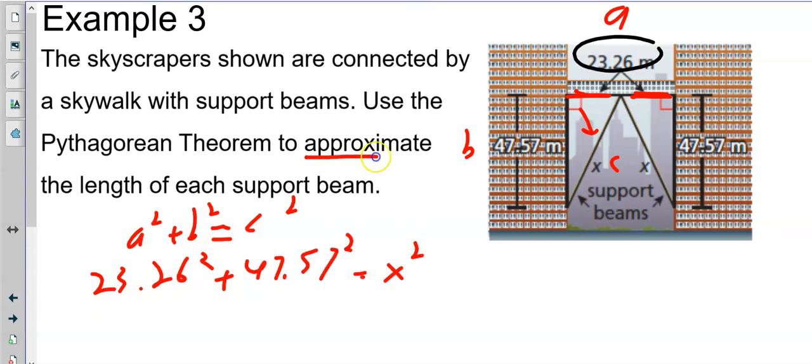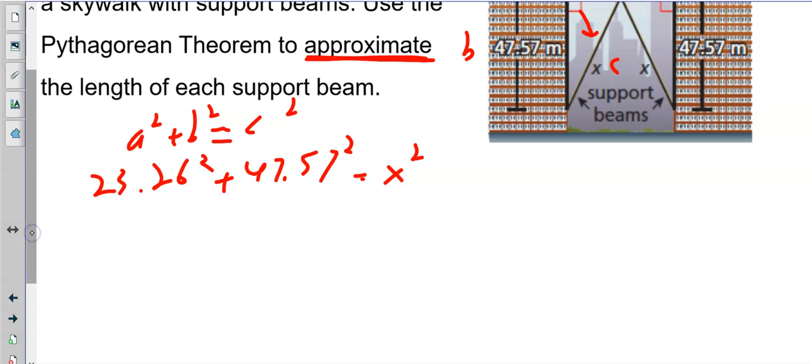Now notice it says approximate. That means we are going to just round this, get a decimal answer. We don't have to simplify. And that would be nasty because it's a decimal anyway. I'm just going to skip ahead. When you square these and add them together, it's 2803.9325, if you will.